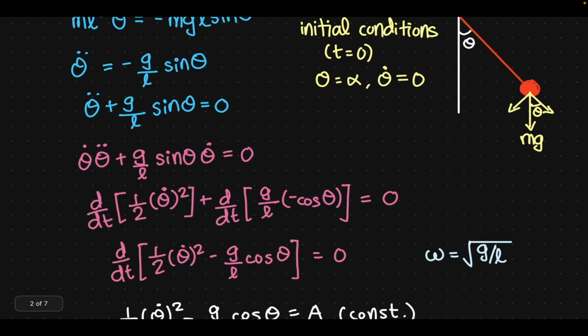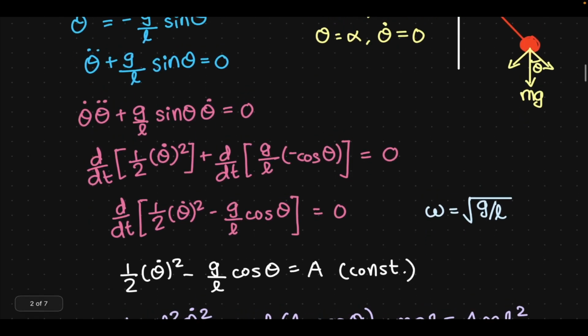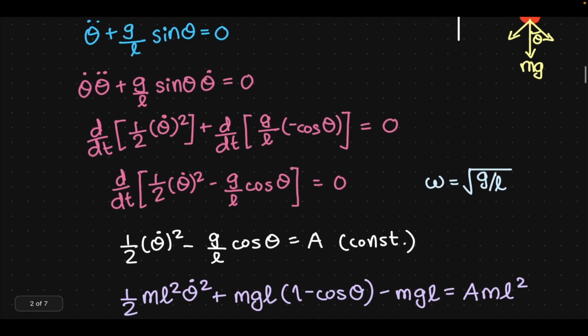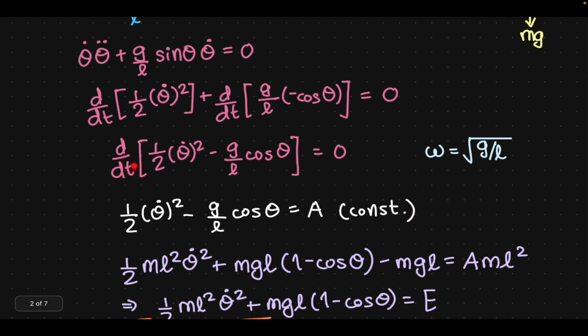So now we can just group the derivatives using linearity. We get the derivative of the quantity 1/2 theta dot squared minus g over L cosine theta equals 0. Okay, and I'm just defining omega as square root g over L here for future reference. Now from this we know that this quantity, 1/2 theta dot squared minus g over L cosine theta, equals A, which is some constant. It's a constant that is independent of time, because the time derivative was 0.